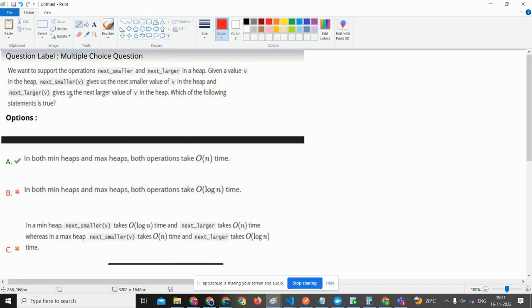Go ahead, Pooja. Just read the question. We want to support the operations next smaller and next larger in a heap. Given a value v in the heap, next smaller v gives us the next smaller value of v in the heap, and next larger v gives us the next larger value of v in the heap. Which of the following statements is true?